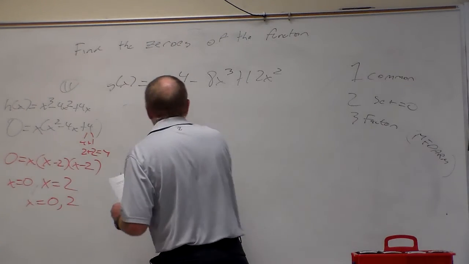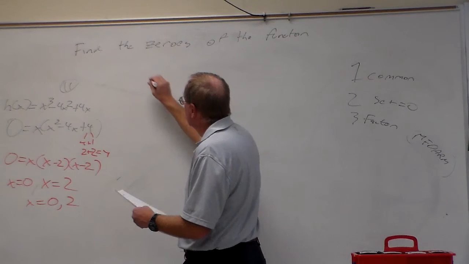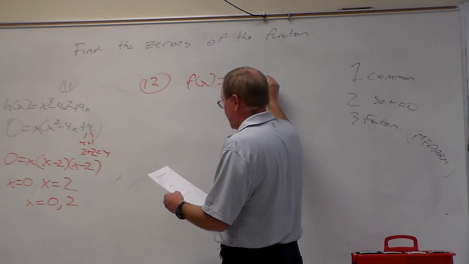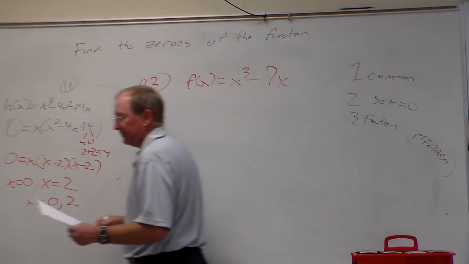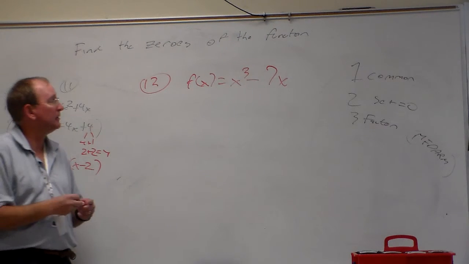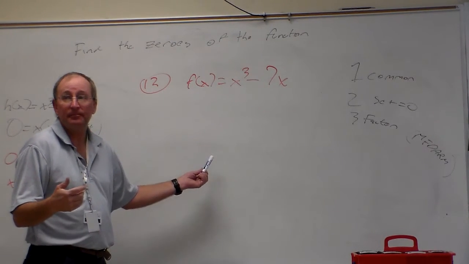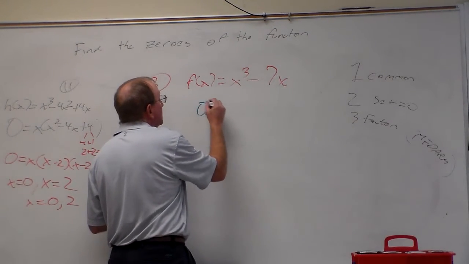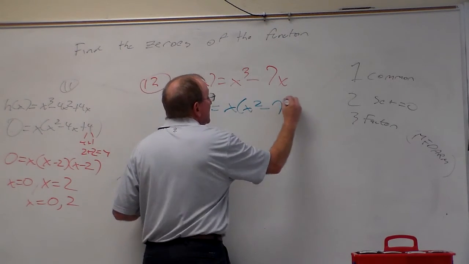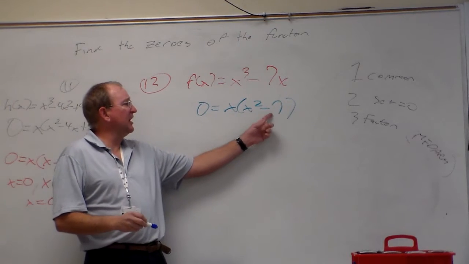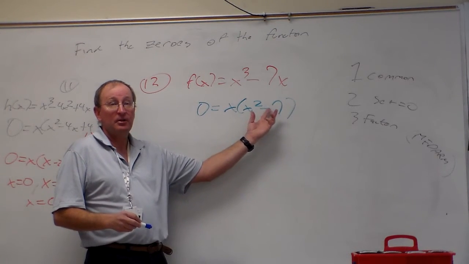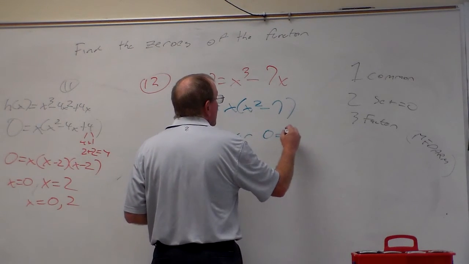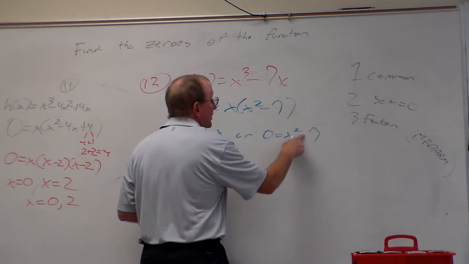Go back over here to problem 13. 13 says f of x equals x cubed minus 7x. Guess what I'm going to do here? Is there something common? Yeah. Well, not x cubed, just what? x. Now this one I'm going to do different. This is like a difference of squares. There's a negative there. I'm going to do this here. 0 equals x, or 0 equals x squared minus 7.